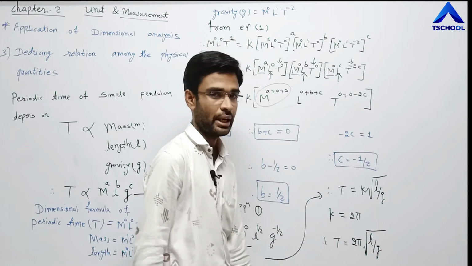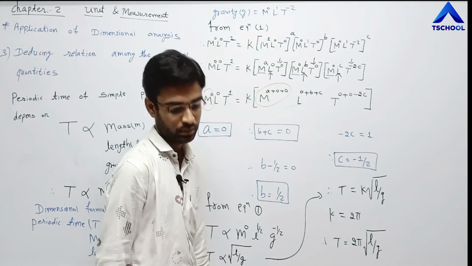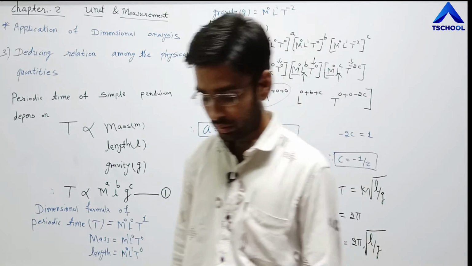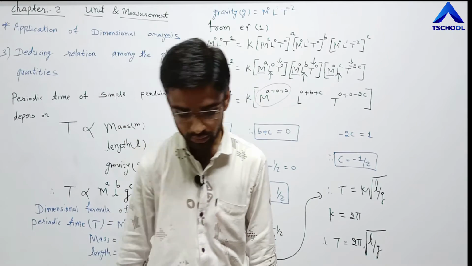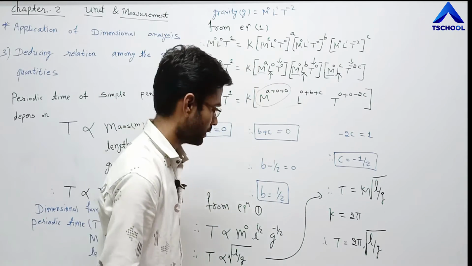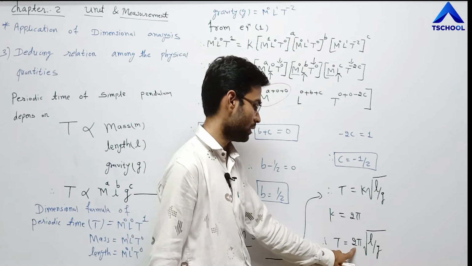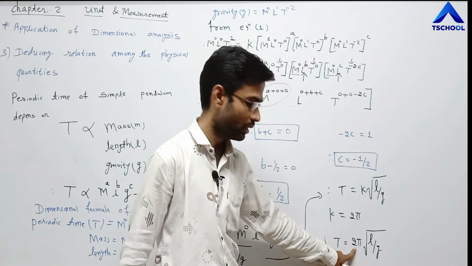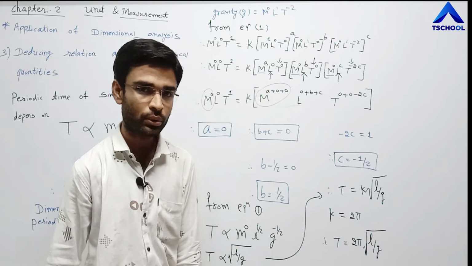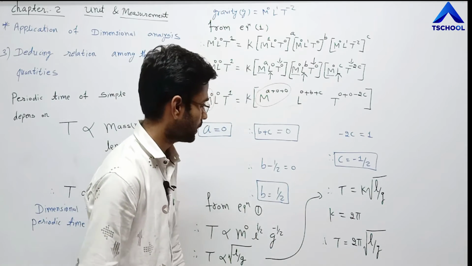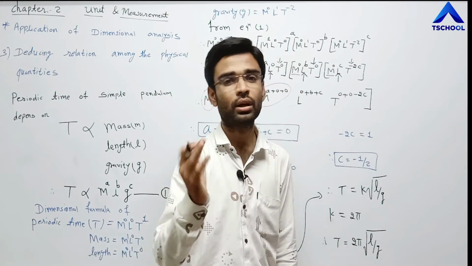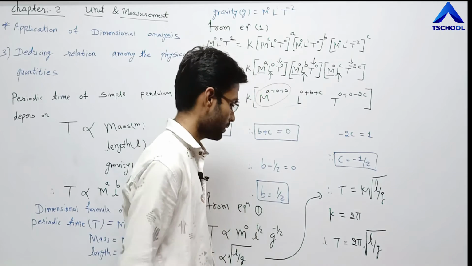2 pi is dimensionless. For a dimensionless physical quantity, we cannot check the consistency. Here 2 pi is dimensionless. So this is conversion from one physical quantity to another physical quantity. In this way we can convert all the physical quantities into another physical quantity.